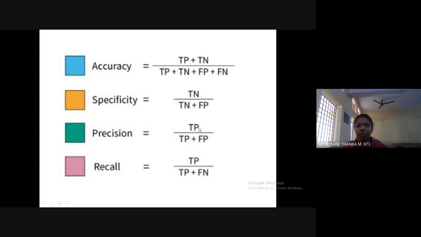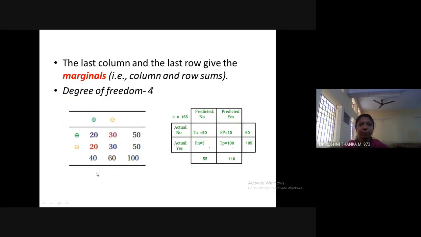So generally these both are very important. The last column values are said to be marginal values. These marginal values give the total of each row: 20 plus 30 is 50, 20 plus 30 is 50, 40 plus 60 is 100. In this way you calculate the total value of all these things, so this is said to be marginal.